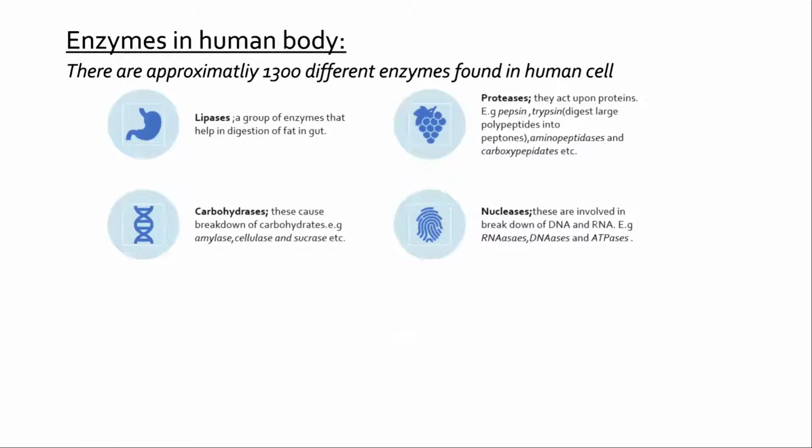Now for the enzymes in the human body. There are certain groups of enzymes in the human body which I'm going to discuss. There are approximately 1300 different enzymes found in a human cell.